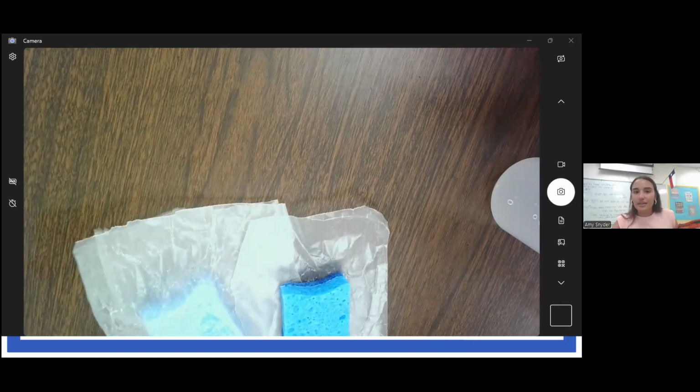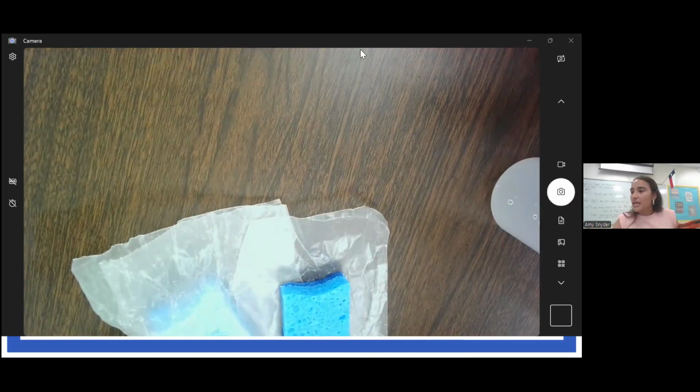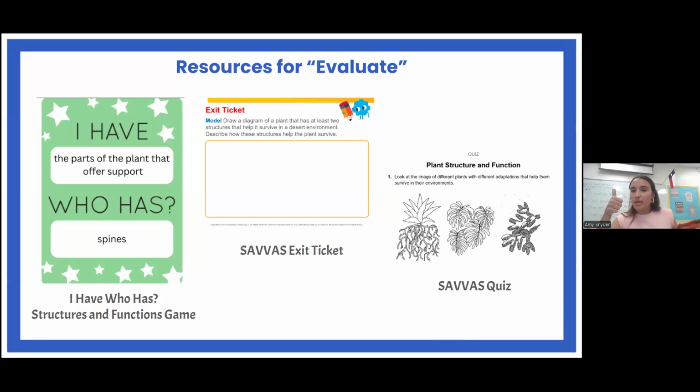Okay. And then lastly, your evaluate. I'm going to share one more time. There we go. Okay, can you see my evaluate resources? Good. Okay, so for the evaluate, you have a couple of different options as well.